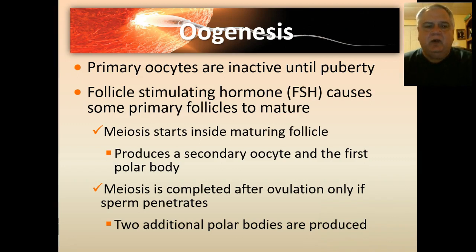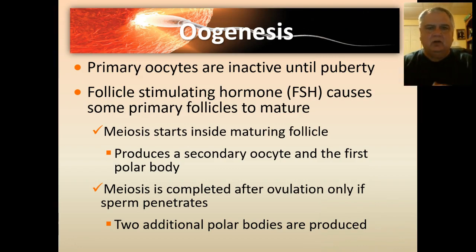During this time, a hormone called follicle stimulating hormone, or FSH, will cause, as you've seen if you've looked at the ovarian cycle animation, a number of primary follicles to begin to mature. One of those primary follicles will eventually go on to become the Graafian follicle. But while the primary follicles are developing, once they develop into the Graafian follicle, meiosis will start inside the maturing follicle.